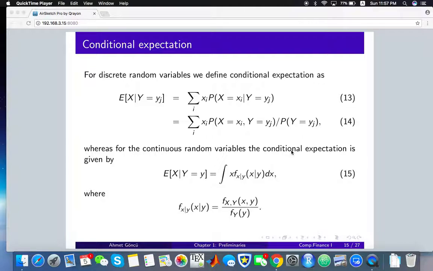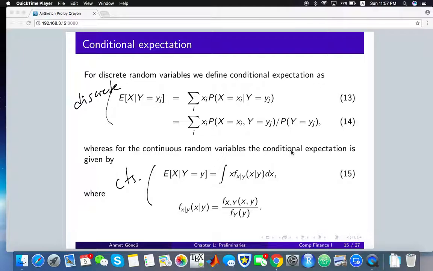The conditional expectation. Here in this example, the first part we have is for the discrete random variables, and the second case is for the continuous random variables. Both cases are quite similar to each other. This is how you can calculate the conditional expectation of x given another random variable y is equal to some specific value yj.